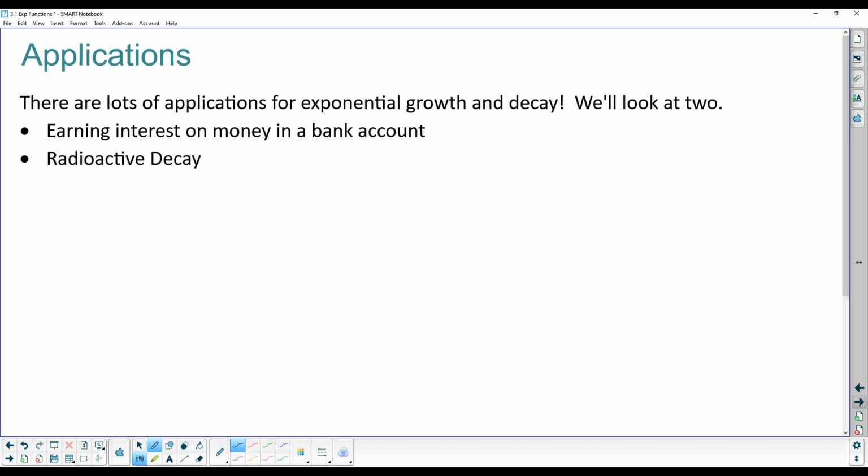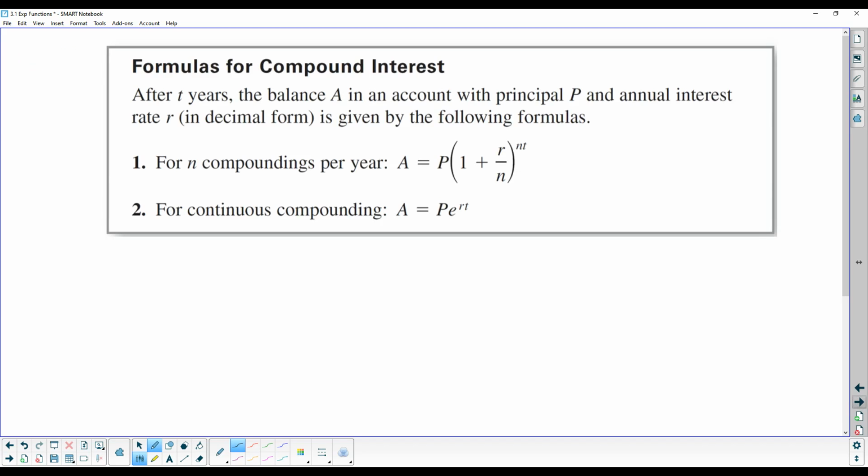Okay, so we're going to do 2 quick application problems that have to do with exponentials. The first one has to do with earning interest on money in a bank account. So if you've taken financial lit or are taking financial lit, you've probably used some of these equations. But if you haven't, it's fine, you will in the future. And the other one is radioactive decay. Did any of you take chemistry last year? Well, it doesn't have to be radioactive. We could do carbon decay or any other kind of decay. That just happens to be what we're doing.